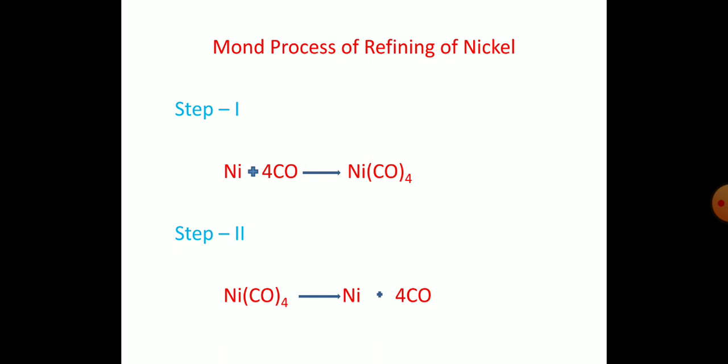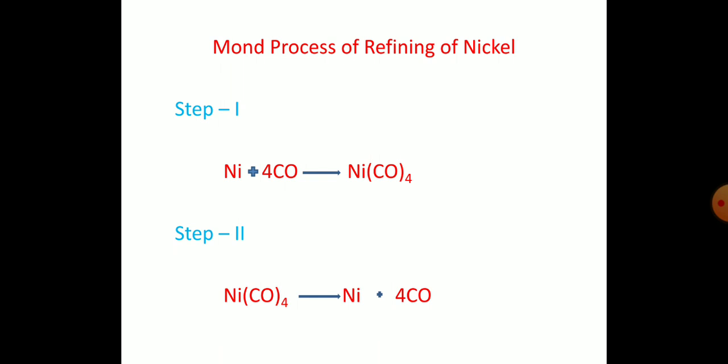Okay, students, this is the process employed in the Mond process of refining of nickel. It involves two steps. In step 1, nickel is allowed to react with carbon monoxide. When nickel reacts with carbon monoxide, we obtain a volatile compound, that is nickel tetracarbonyl, Ni(CO)4. It is volatile in nature, and this volatile compound undergoes decomposition. As a result, we get the nickel in pure form, whereas the carbon monoxide is automatically expelled. So this is the process called the Mond process, which is mainly used for the refining of nickel.